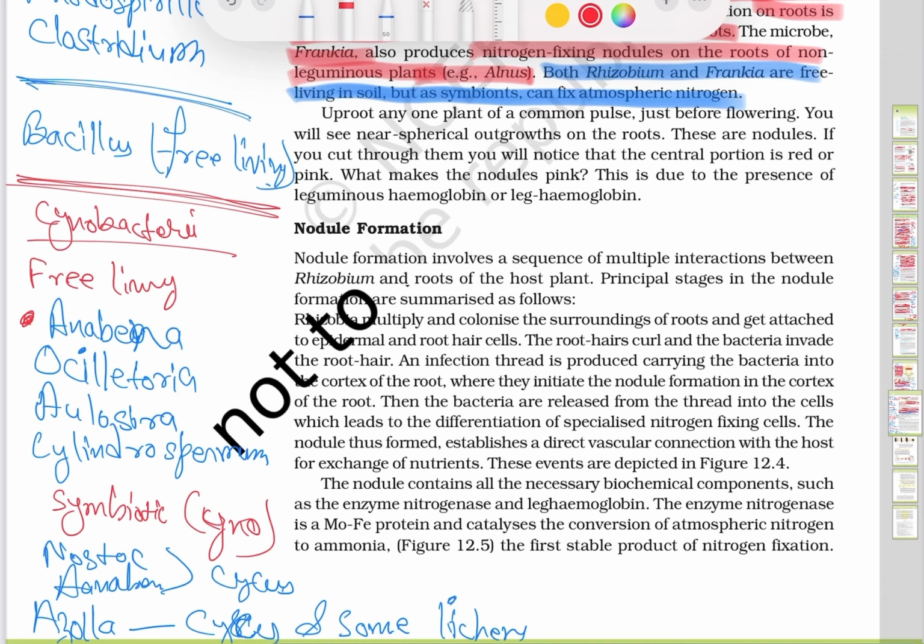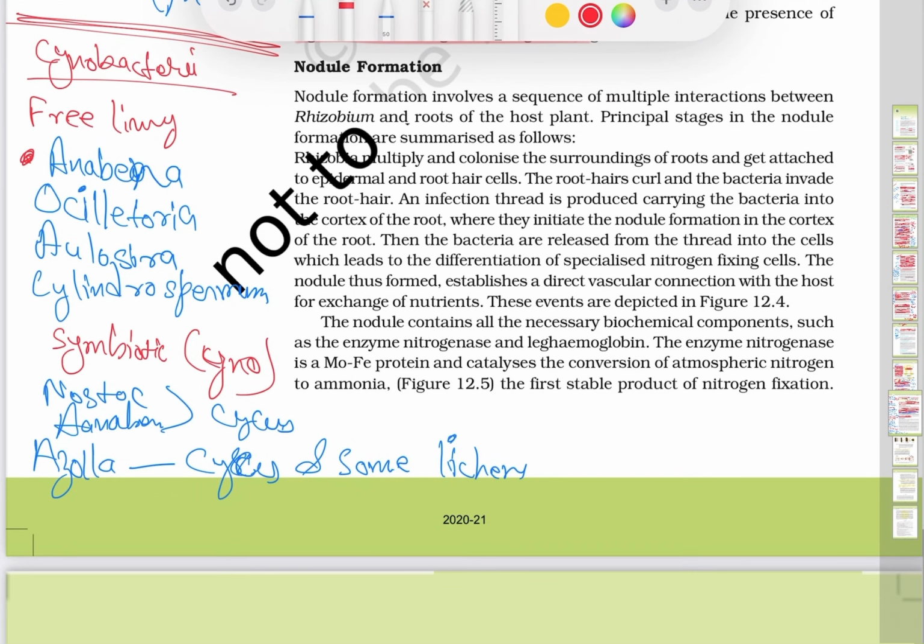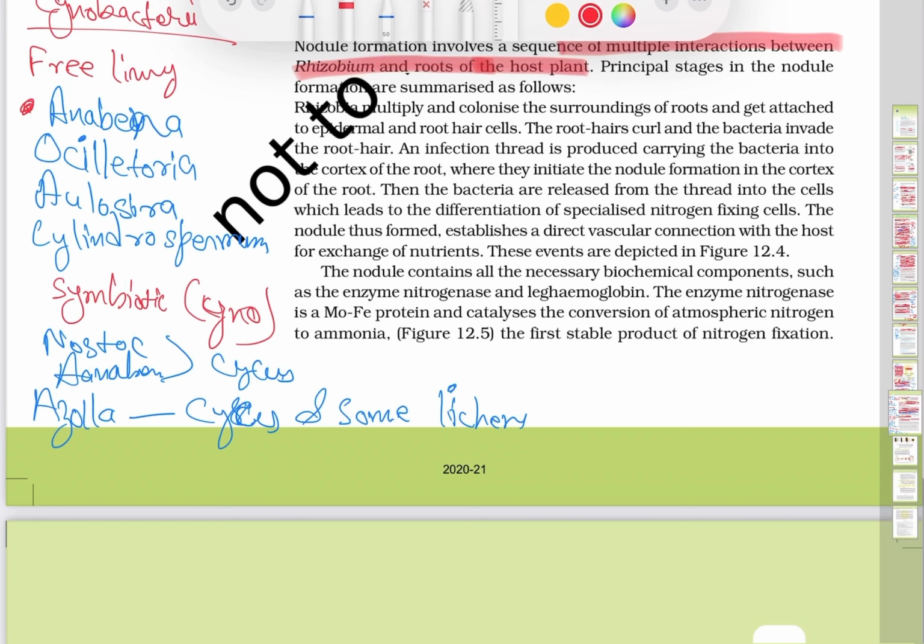Nodule formation involves a sequence of multiple interactions between Rhizobium and the root of the host plant. The principal stages of nodule formation are summarized as follows: Rhizobium multiply and colonize the surrounding roots and get attached to epidermal and root hair cells. The root hair curls and the bacteria invade the root hair. An infection thread is produced, carrying the bacteria into the cortex of the root, where they initiate the nodule formation.